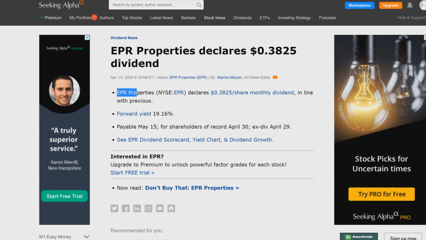All right, the next one is EPR Properties. They're declaring 38 cents per share monthly, and they will be paying out May 15th. The next dividend date is April 29th. So that's pretty nice that they haven't cut the dividend yet, and hopefully they won't. So let's go ahead and go to the last one, which is Costco.